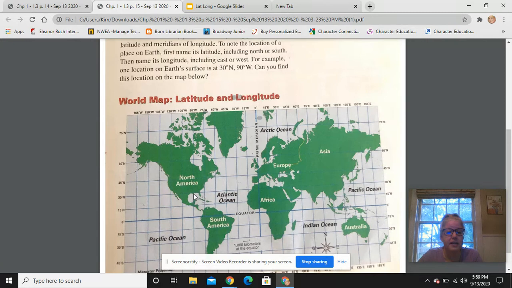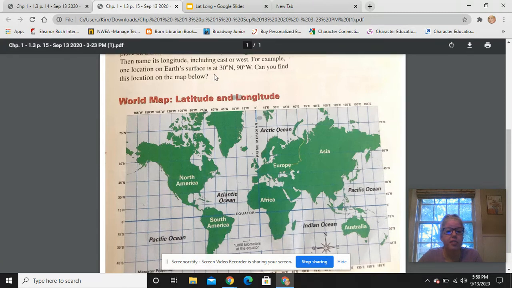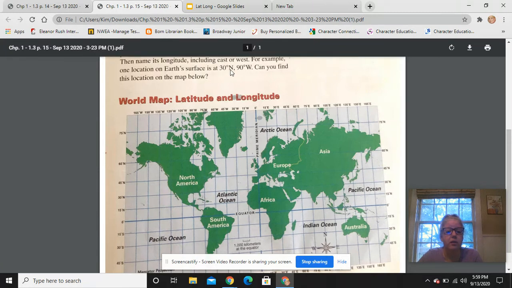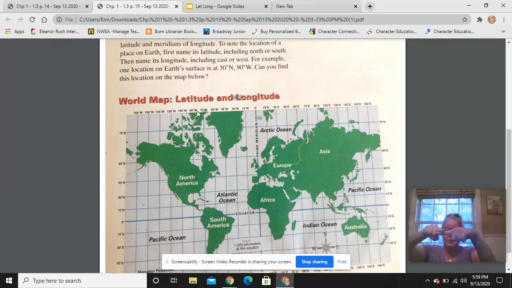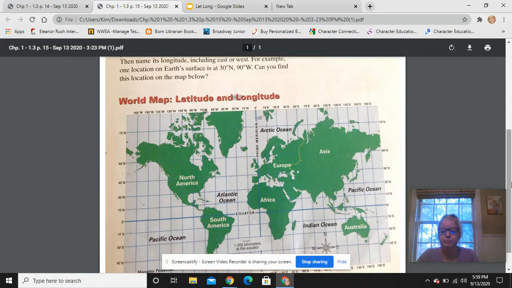So that is how you would find 30 degrees north, 90 degrees west. Go 30 degrees north first, then 90 degrees west. Now, if you have your book, you can kind of run your fingers along those lines, and where your fingers meet, that would be the point.